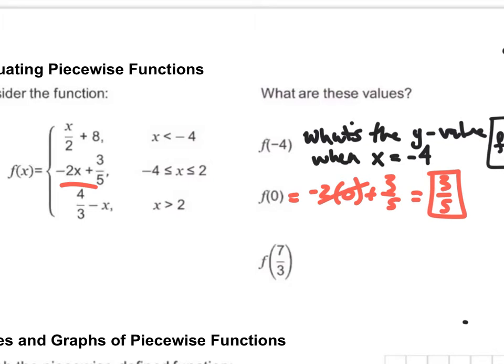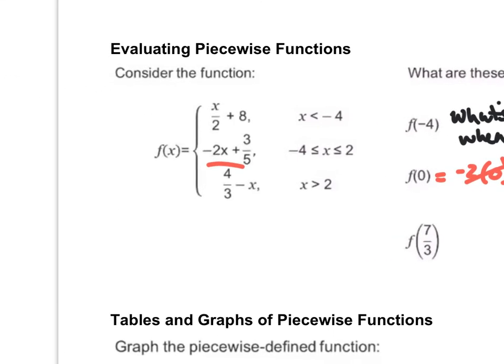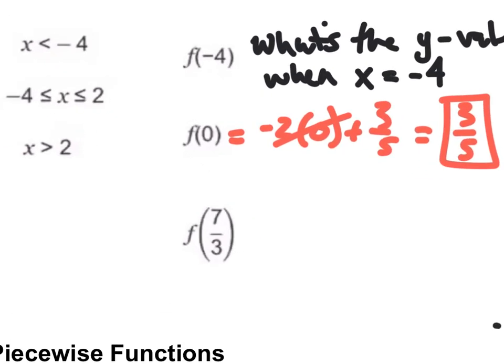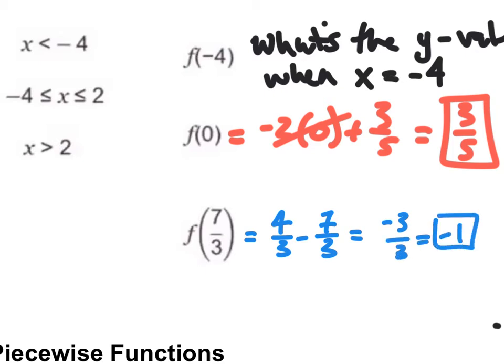If I were to find f(7/3), 7/3 as a decimal, if you took 7 and divided it by 3, would give you 2.3 repeating. So 2.3 repeating is a number that is larger than 2. So I'm going to plug 7/3 into this function here. That's going to give me 4/3 minus 7/3. Then 4 minus 7 is -3, divided by 3 gives me -1. And that's all we're doing.